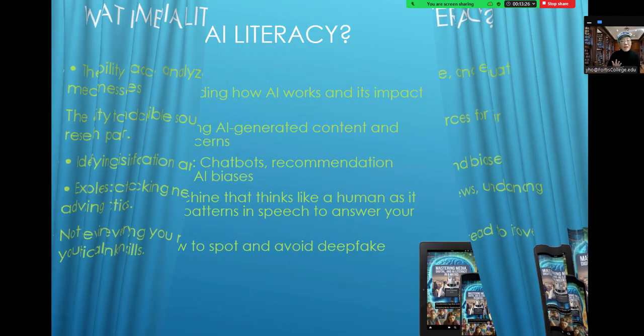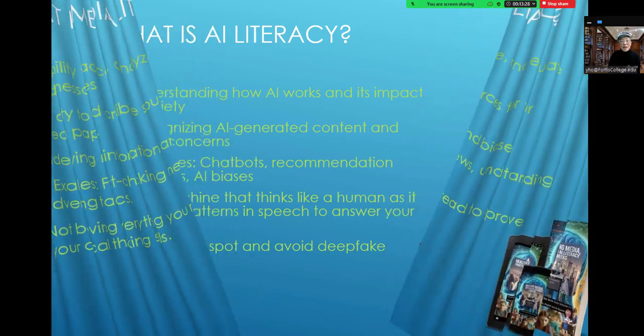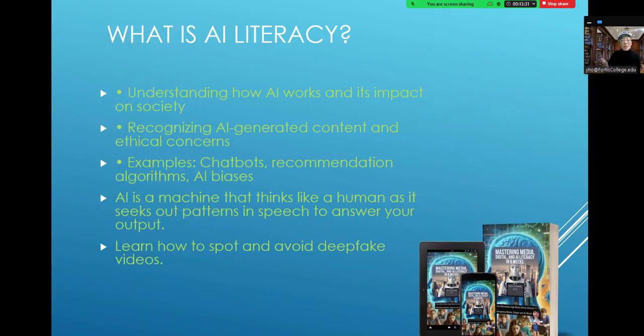It's like you're not some kind of doormat, where anything that's printed, you would automatically just believe because it's printed. So take a skeptical view and question everything. That's media literacy. What is AI literacy?